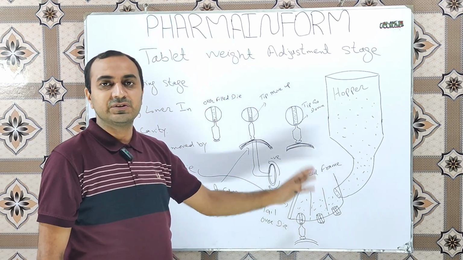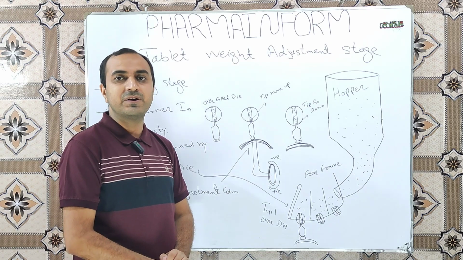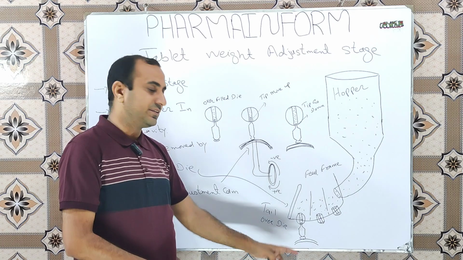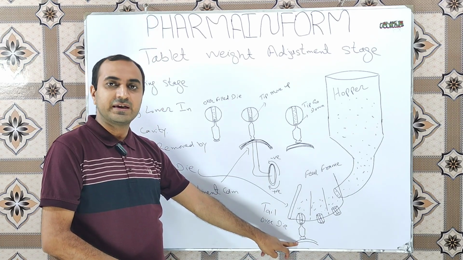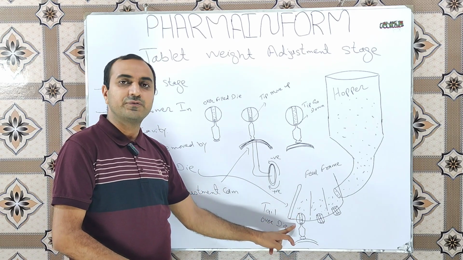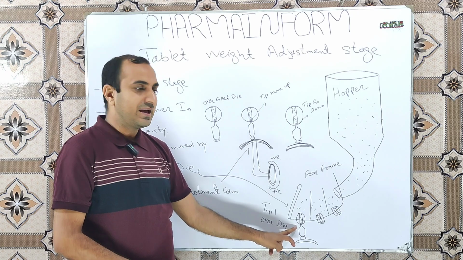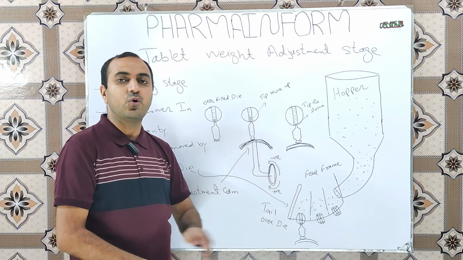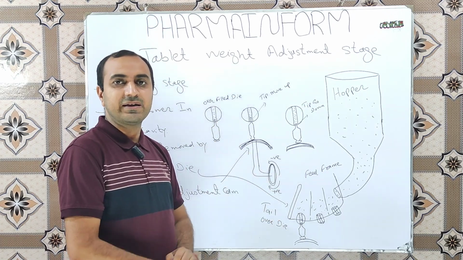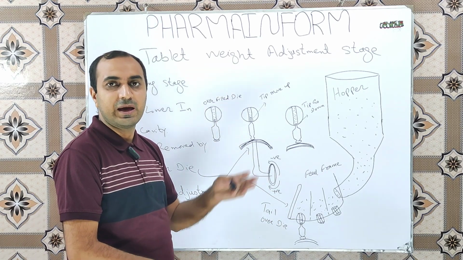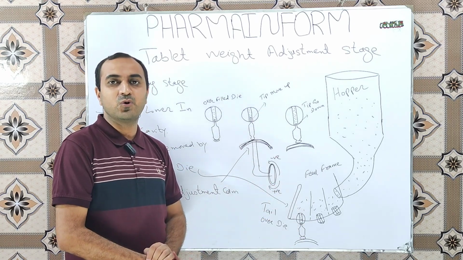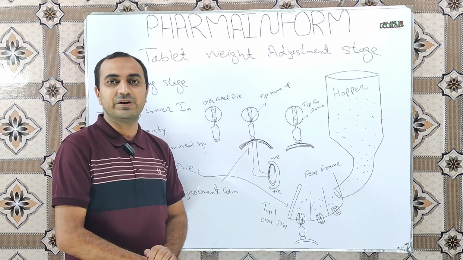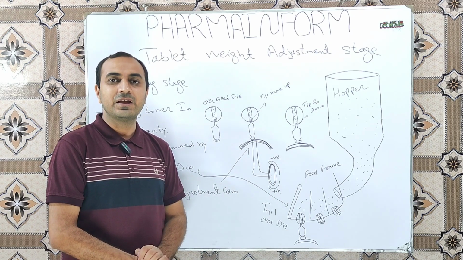To understand this concept, you have to remember just a few things, and one of the most important things is the weight adjustment cam, then the position of the lower punch tip, and third one is the tail over die. What is the tail over die? A scraper-like structure which is positioned above the die is known as the tail over die. What is the role of the tail over die in the weight adjustment? We will discuss in this video.